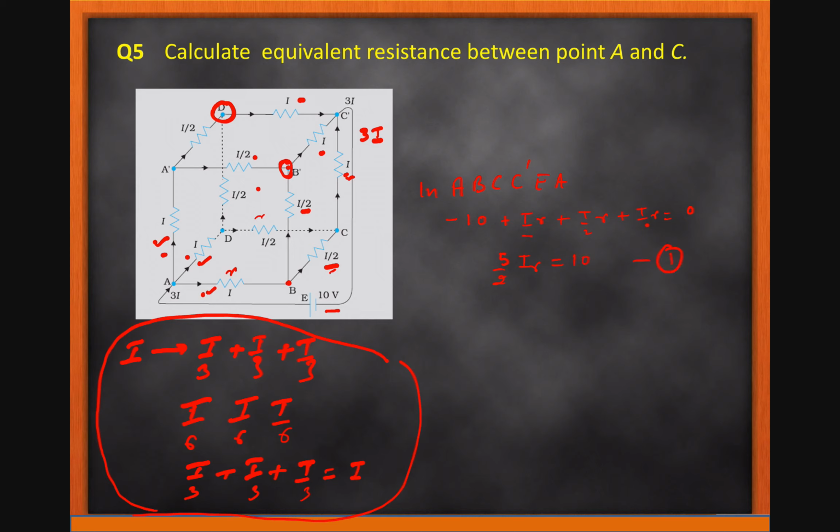Equation 1. If I assume the resistance of the whole cube across A and C is R dash, then by Ohm's law, 10 should be equal to 3I into net resistance, equation 2. If I compare 1 and 2, we get 3I R dash is equal to 5 by 2 I into R. So I cancels, so R dash is equal to 5 by 6 R. So this is the resistance of the cube, 5 by 6 R.